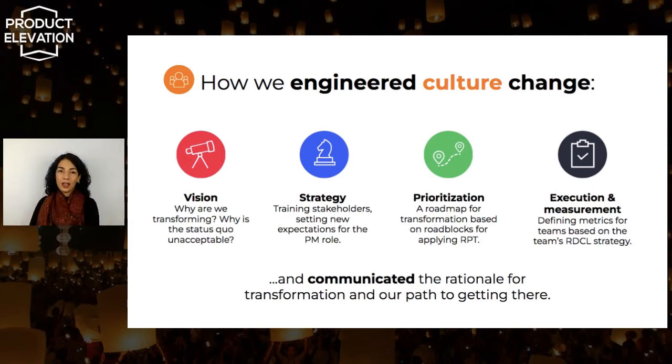And then finally, we also applied these ideas to execution and measurement. So instead of OKRs just being driven top down, product managers really needed to think about their vision and their strategy for their product. And that was driving what we would measure in terms of being able to determine if this product was successful. But most importantly, we used all of these ideas to communicate the rationale for transformation and how we were going to get there. We had to bring everyone with us on the journey.